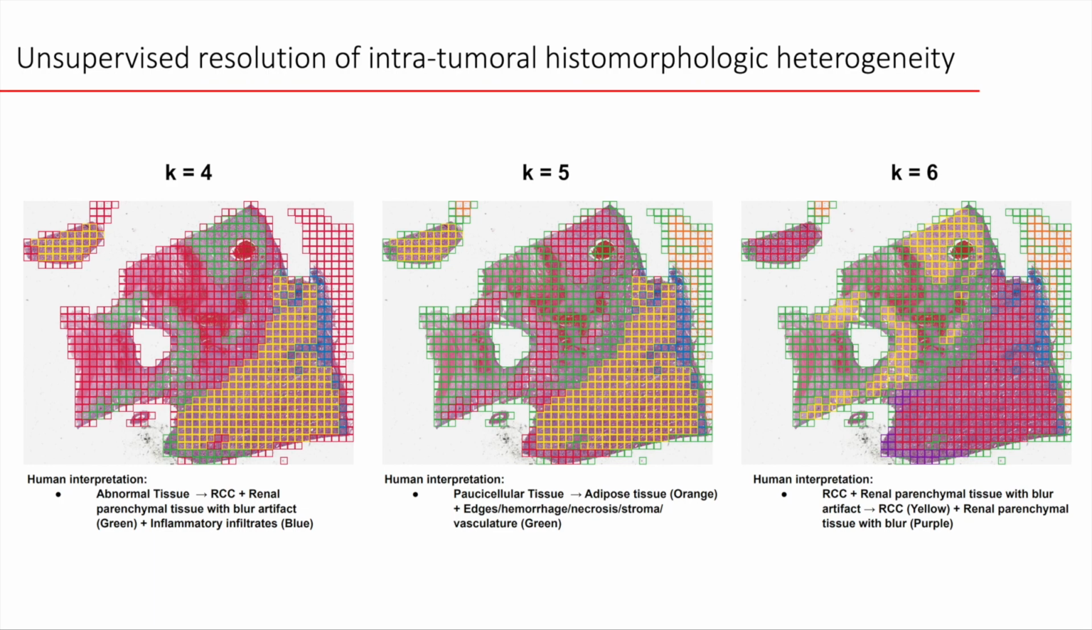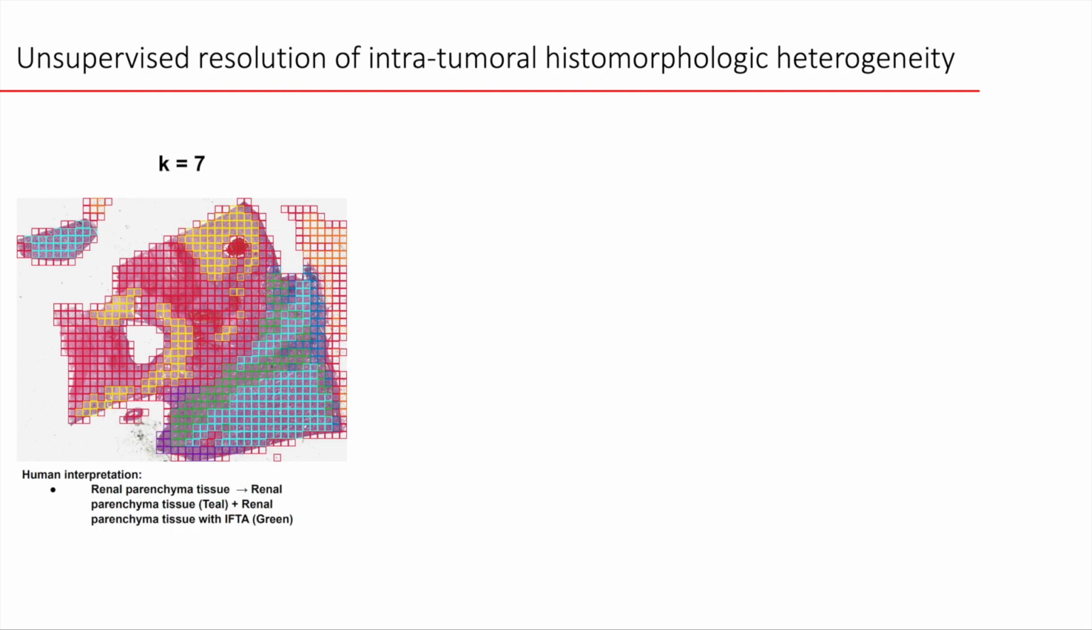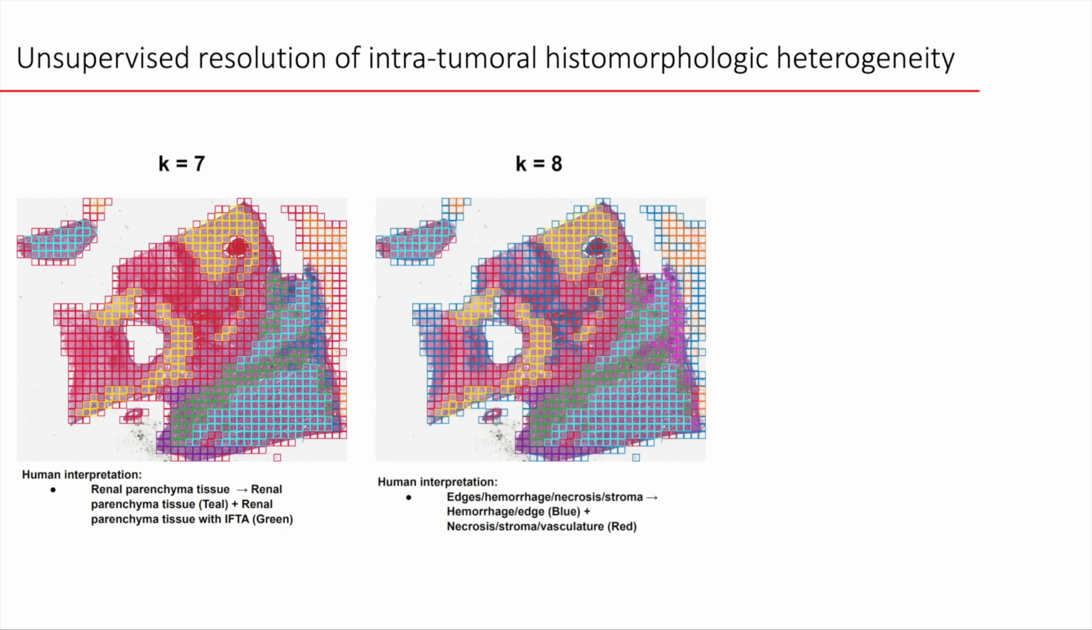At k equals 6, it divides the RCC from some of the artifactual tiles that got subgrouped into this specific class that had some blur artifact. It separates those out. K equals 7. We see that it now took that renal parenchyma and generated the renal parenchyma with and without this tubular fibrosis, this interstitial fibrosis and tubular atrophy. And at k equals 8, it took the edge artifact, hemorrhage, necrosis, and stroma, and separated them out into hemorrhage and necrosis, stroma, and vascular tissue.